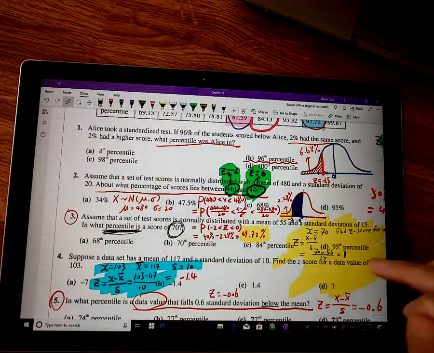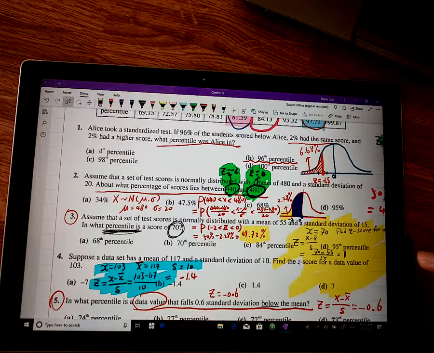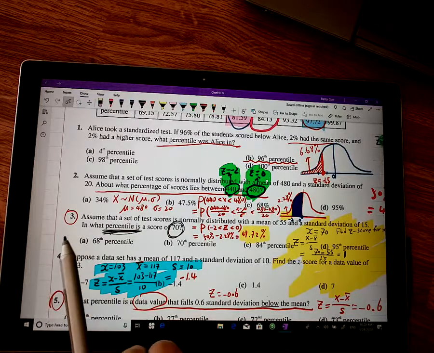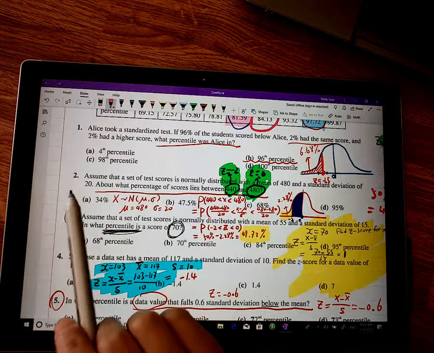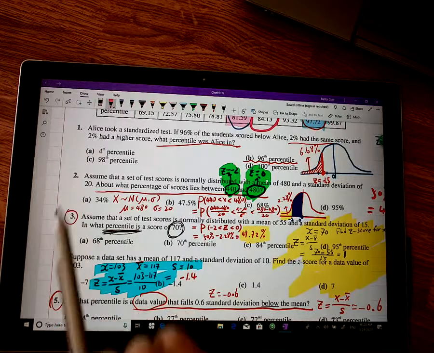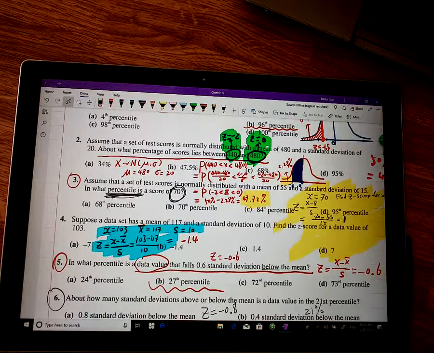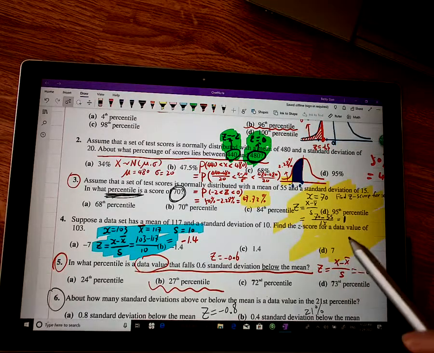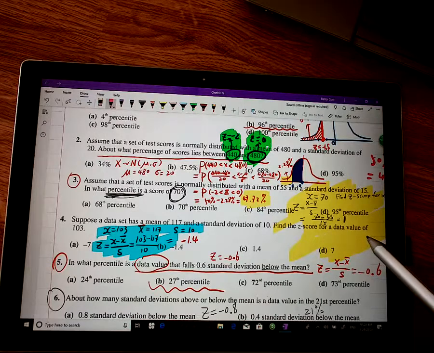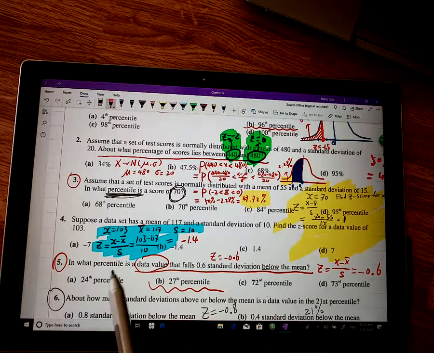Number 2 and number 3 actually are the same type of problem. Number 3 is pretty simple, straightforward, and number 2 is a little bit challenging. Number 4, suppose a data set has a mean 117, standard deviation 10. Find the z-score for a data value of 103. Easy. Number 4, simply just to find the z-score, right?